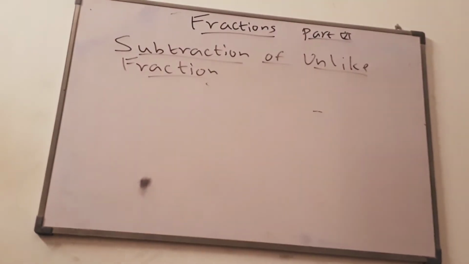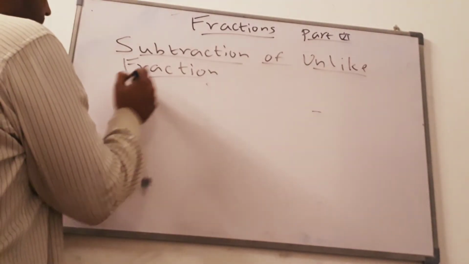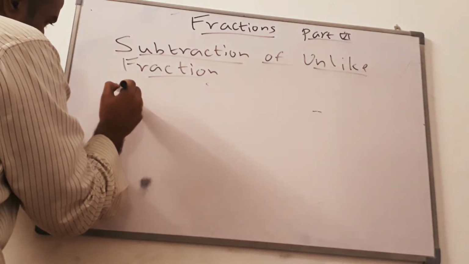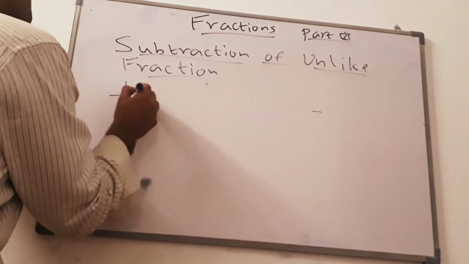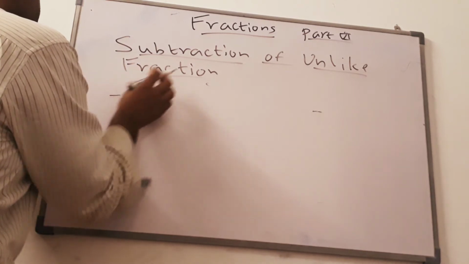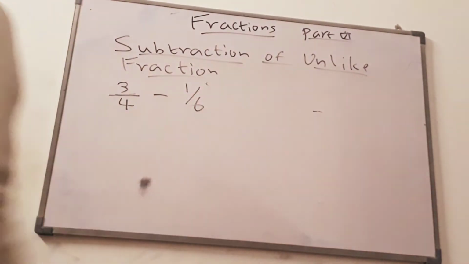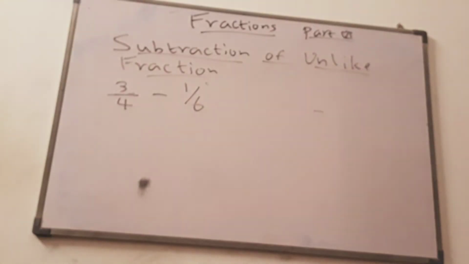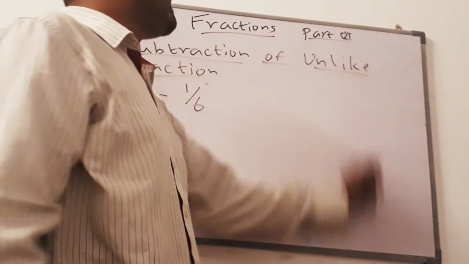Let me do another sum. Okay, suppose a sum like this. 3/4, sorry, 3/4 minus 1/6. Okay, 6 is not a multiple of 4. So again we have to find the least common denominator.